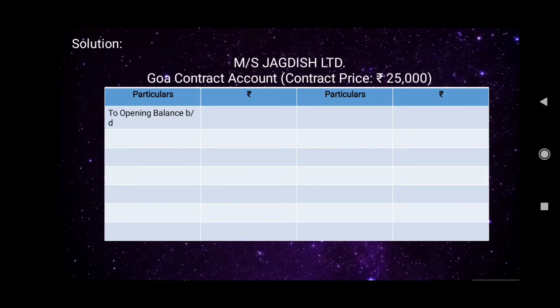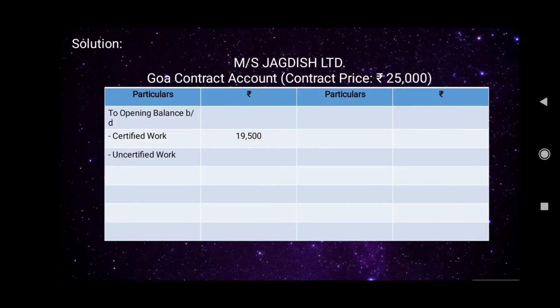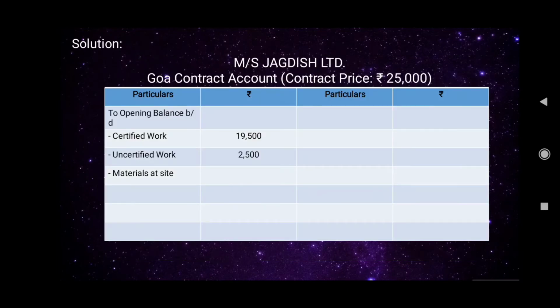So to opening balance brought down, first we'll record certified work which will be 19,500. Next we'll record uncertified work, amount is given as 2,500 for Goa contract. So we'll record uncertified work, amount is 2,500. Next we'll record material at site which is given as 100. So to materials at site, amount is 100.